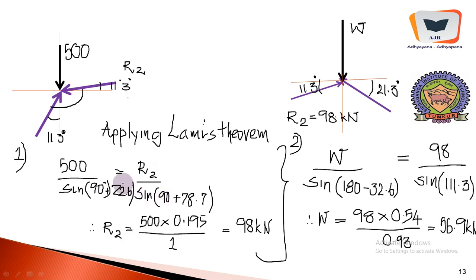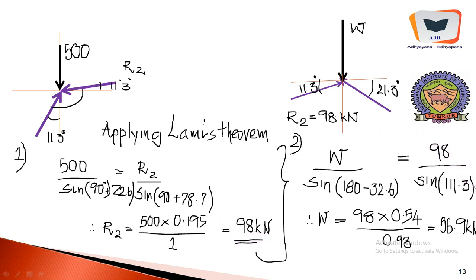So R2 is not known to us, therefore R2 equals 500 into this angular value, and here it becomes sine 90 plus 78.7, almost 0.195, and this denominator happens to be almost 1, because it is just sine 102.6, which comes to around 0.97 or so. Therefore it is taken approximately as 1. So R2 happens to be 98 kilonewton.